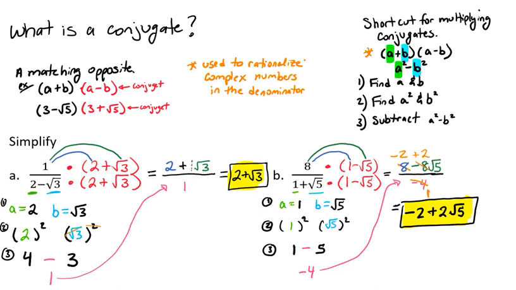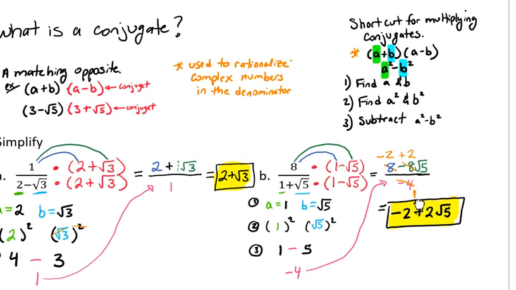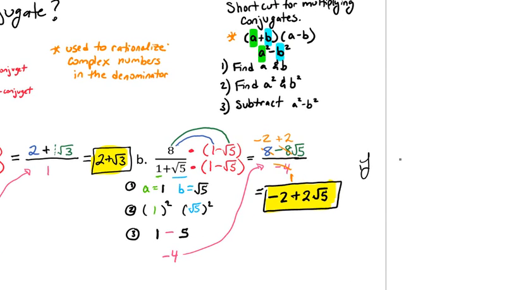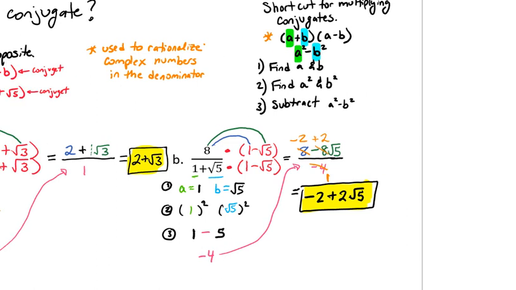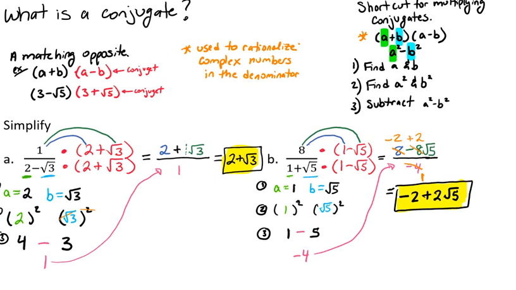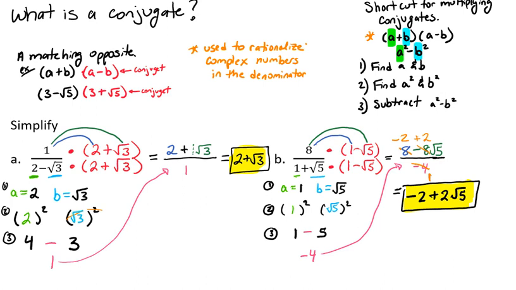Now, if those numbers hadn't been the same, so if we'd had 3 minus 8 radical 5 over 7, then I would be done because nothing reduces, and I would be finished. And so that is how you can use conjugates to help you simplify numbers with complex numbers in the denominator.